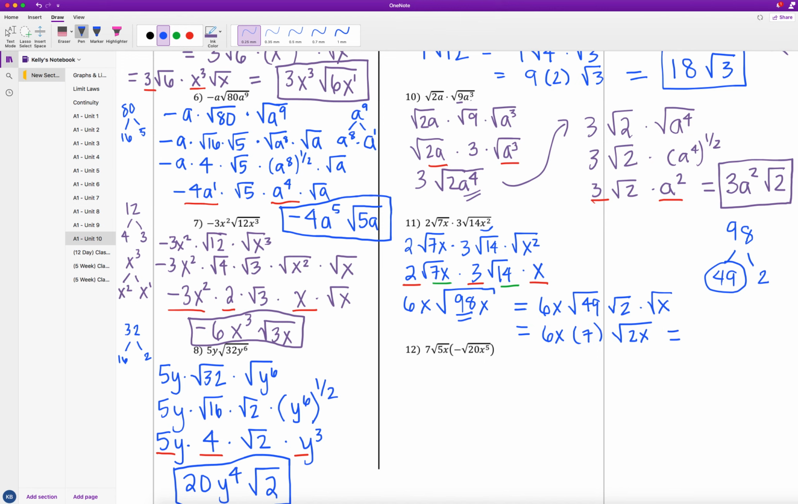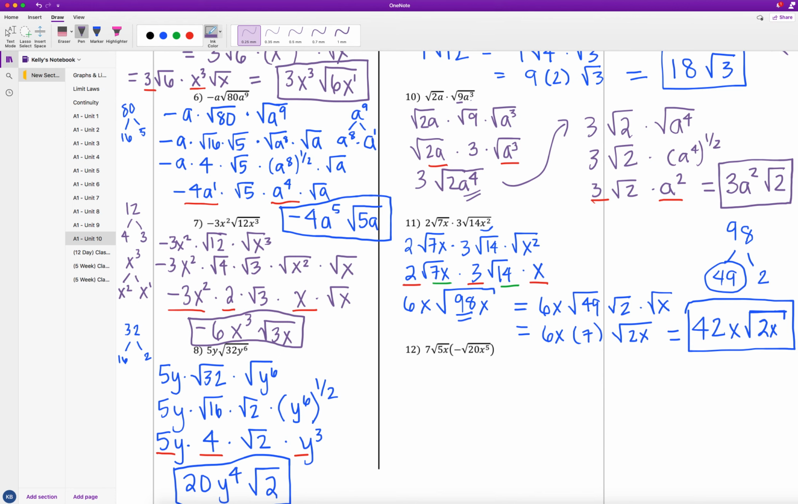Final step, multiply anything that's in front of the square roots together. So 6 times 7 will give us 42. There we go. So we get 42x square root of 2x. And both the 2 and the x are left over inside the square root, so I want to make sure my square root is over both of them then.